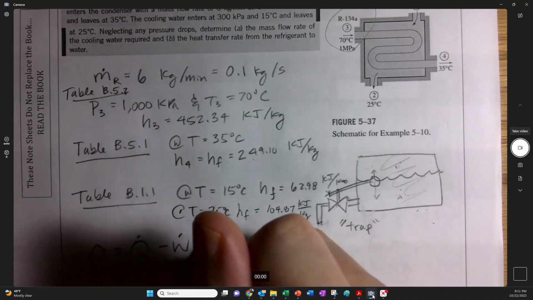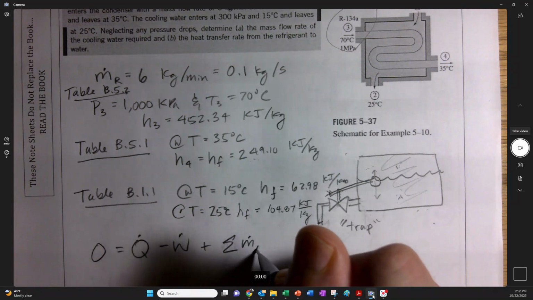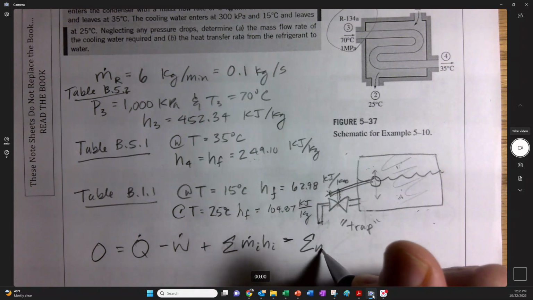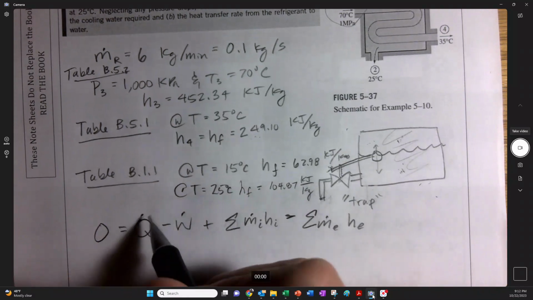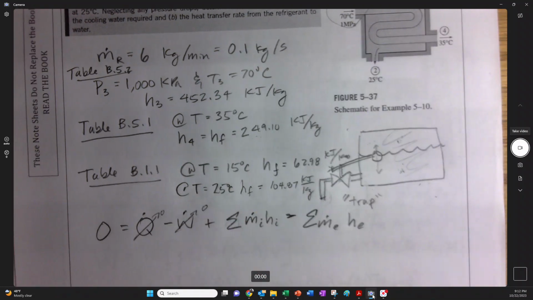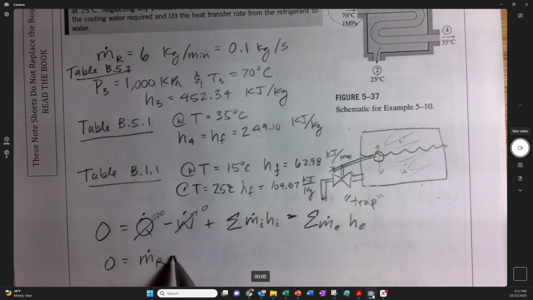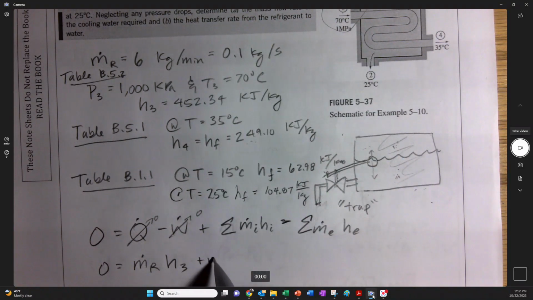I like to do the summation. Okay, the summation. Summation of m dot in H in minus summation m dot exiting H exiting. We'll say it's insulated, so nothing's escaping. No work is being done here, so all we're left with is the mass flow of the refrigerant times H3 coming in, plus the mass of the water.